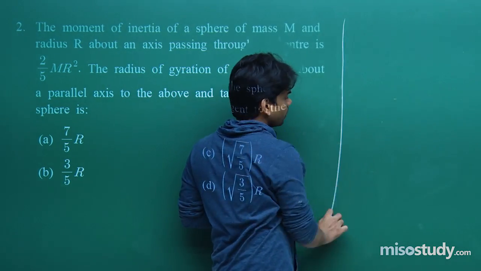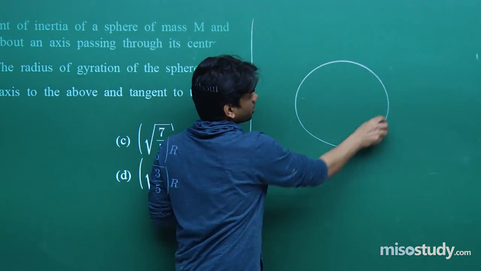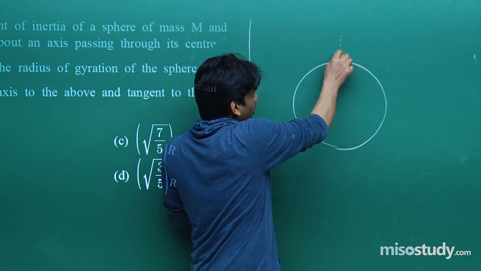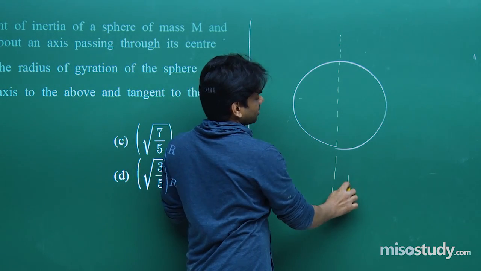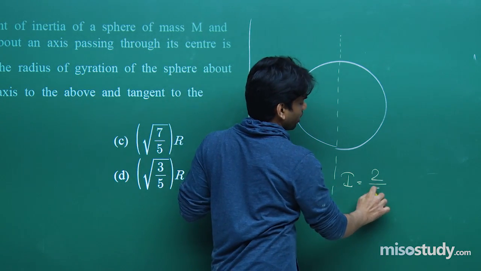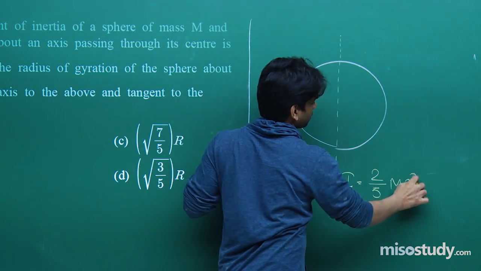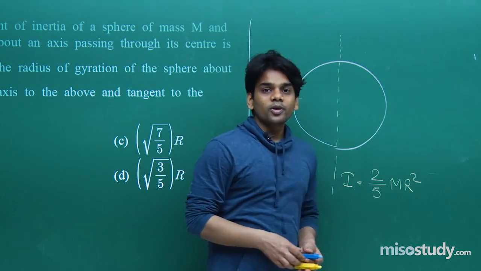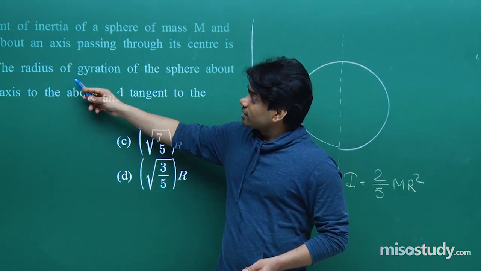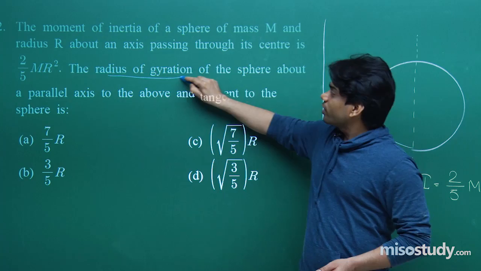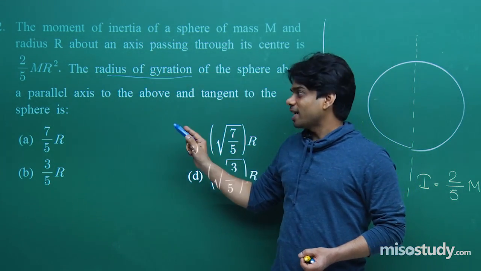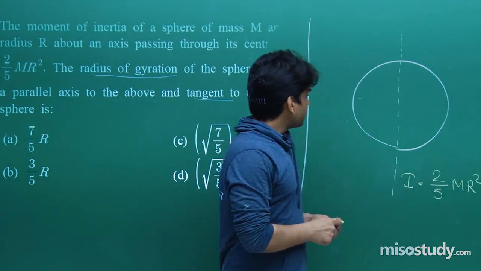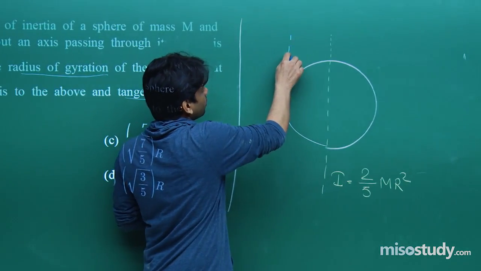We have a sphere. So let me show you all a sphere. It will have some mass. Its moment of inertia about this axis is 2 by 5 MR square. This is what we know. It is asking about the radius of gyration of the sphere about a parallel axis to the above and tangent to the sphere. Tangent to the sphere and parallel to the above, so this will be the axis.